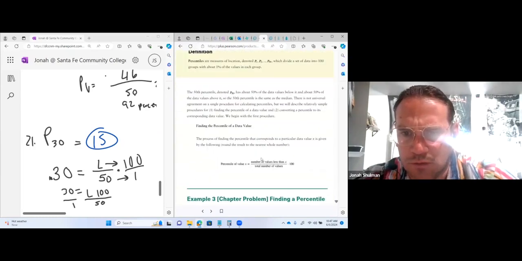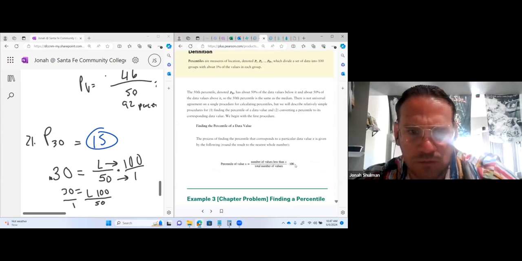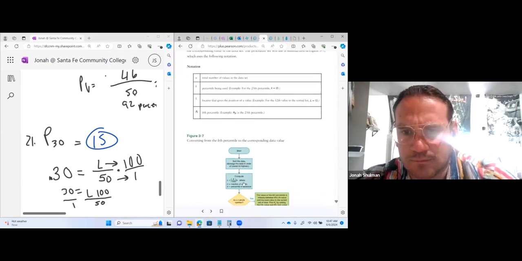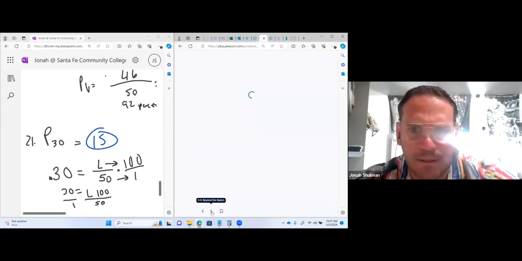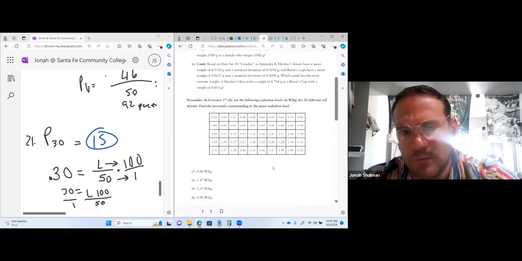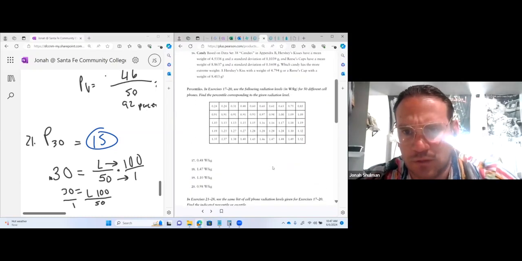Percentile value equals the number of values less than x over the number of values times 100. Okay, so there's 15 values less than x for that one. To be in the 30th percentile, we want 15 values less than x. So we don't have to use this weird little method. So let's see. How can I check? How can I make sure that this 15 is right? So ready? 1, 2, 3, 4, 5, 6, 7, 8, 9, 10. 1, 2, 3, 4, 5. This is 15, right? This is 15 less than this.